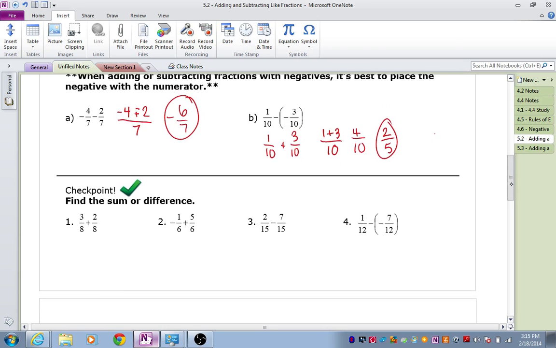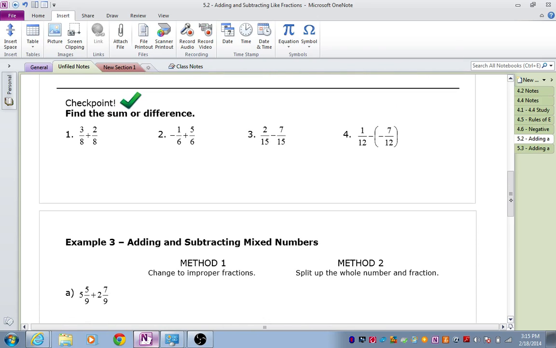Okay, so I want you to give a try with the 4 questions at the bottom of the first page. Pause the video, and when you're ready to go, press play again to see how you did.